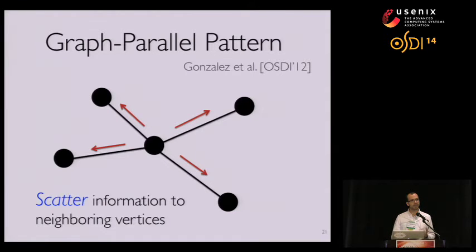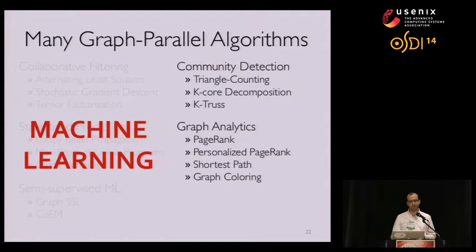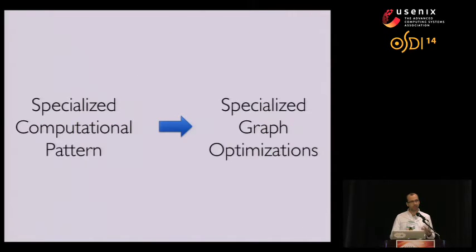Now, what's amazing is that this very simple representation of computation on a graph actually embodies a wide number of important algorithms. Algorithms in collaborative filtering, structure prediction, semi-supervised machine learning, community detection, and graph analytics, or more broadly, in machine learning and network analysis. So two important categories in modern analytics. Now, what we want to do is ask what the graph processing systems learned from this special computational pattern, and how they built special optimizations that exploit that pattern.